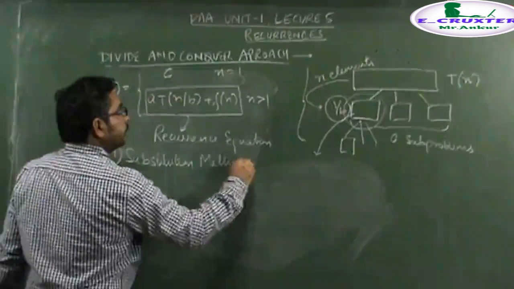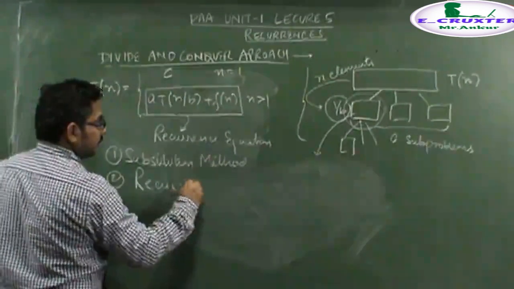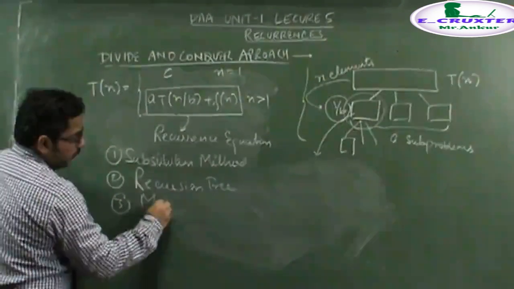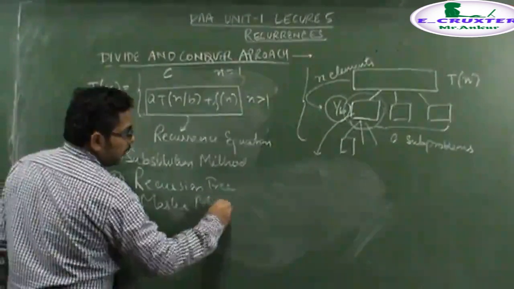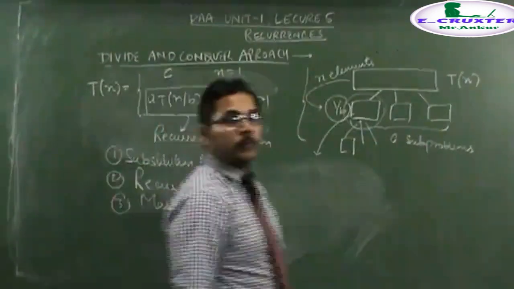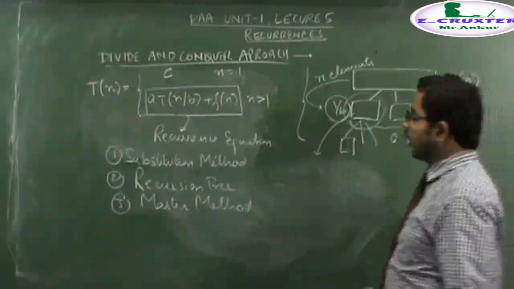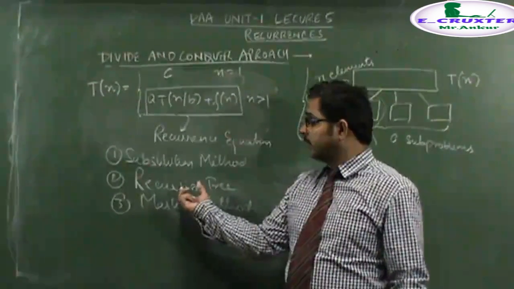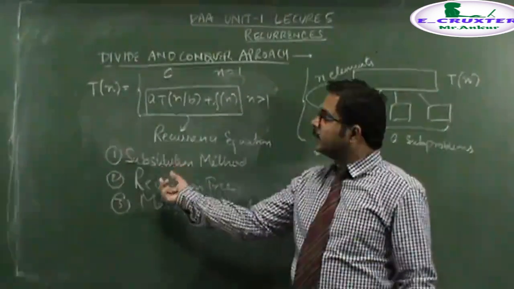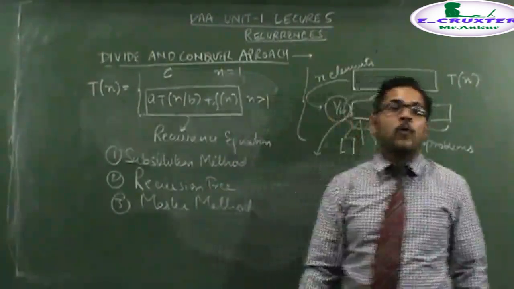The second is known as the recursion tree method, and third, the most important and simplest method, is known as the master method. Normally when we solve divide and conquer problems, we mainly use the master method, and if we have to calculate the exact analysis, then we use the recursion tree method. The substitution method is basically a guess method, in which we first guess the answer and then verify whether that answer is true or false.